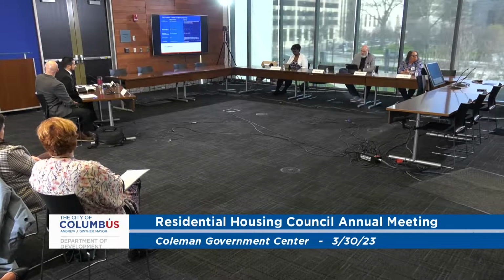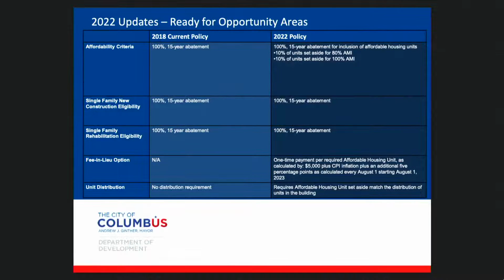Like I mentioned, in the prior policy, there were no affordability requirements at all. Ready for Opportunity areas right now are the Linden area and Franklinton, for context. We are starting to phase in some affordability, 10% at 80, 10% at 100. So not quite as stringent as the other tiers, but we're starting to bake this in.